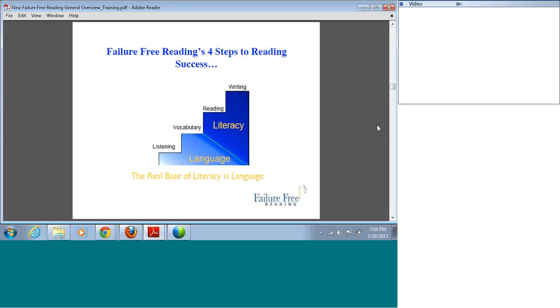But the reality is your most successful students in the classroom, your average and above average students, have been exposed to all 4 steps of this process from the very beginning. From as early as they can remember, someone has been talking to them, someone has been reading to them, someone has been teaching them new vocabulary since the very beginning.